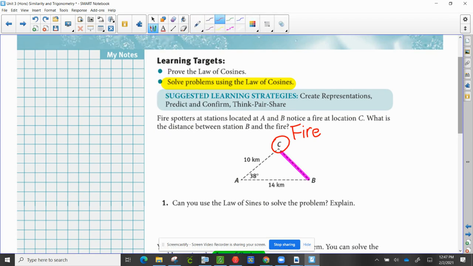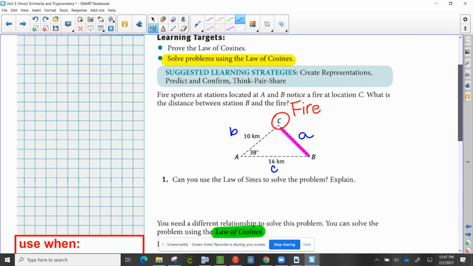Okay, so remember in these triangles we have our opposite angles. We label those sides using the lowercase letters. So the side here that we're trying to find would be little a. Across from angle B is our side little b, and across from angle C is our side little c, lowercase c. Okay, now number one says, can we use the law of sines to solve this problem?